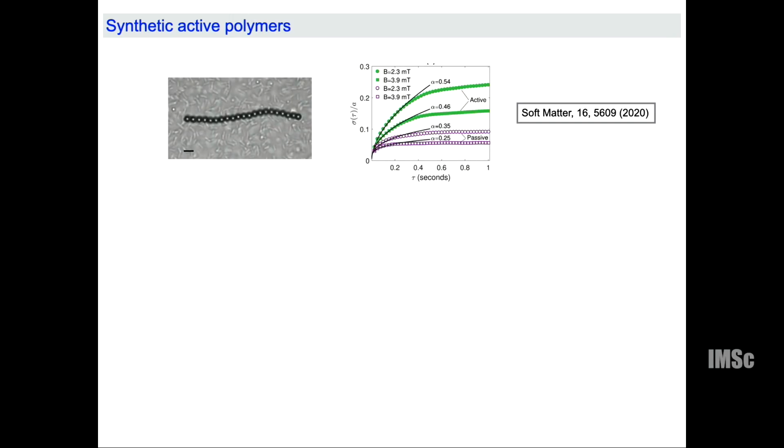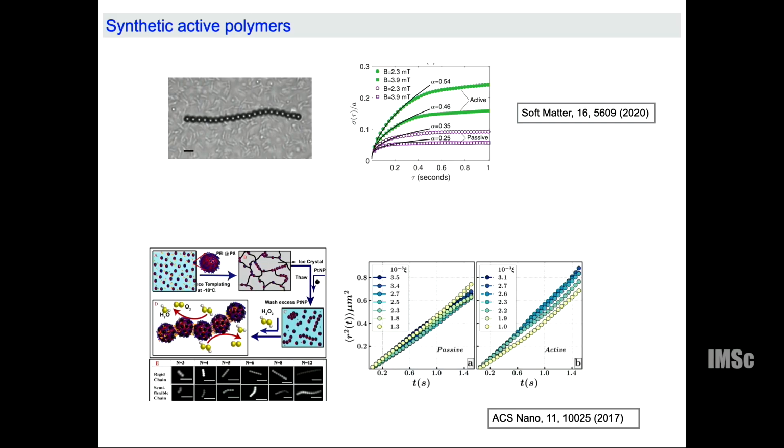But then I would just like to give you a glimpse of what other types of active polymers there are. Synthetic active polymers are there in the literature. You can also see these polymers, passive polymers, which are in an active bath, and they show very nice enhancement in their dynamics. And similarly, this is again ice templating, where you have these active particles stitched by some other mechanism, and they also show a very enhanced diffusion and so on and so forth.